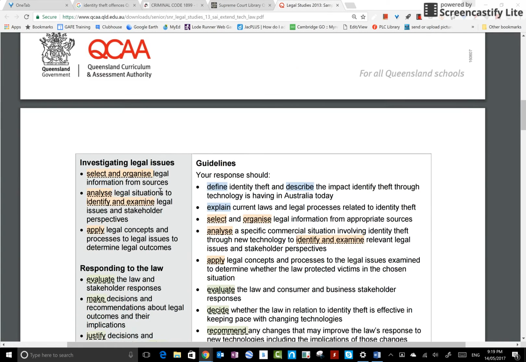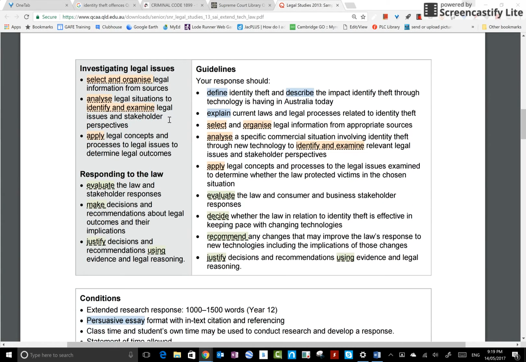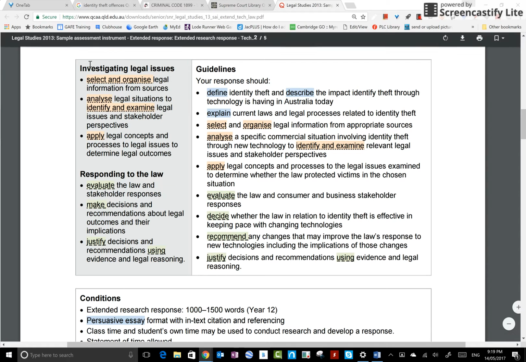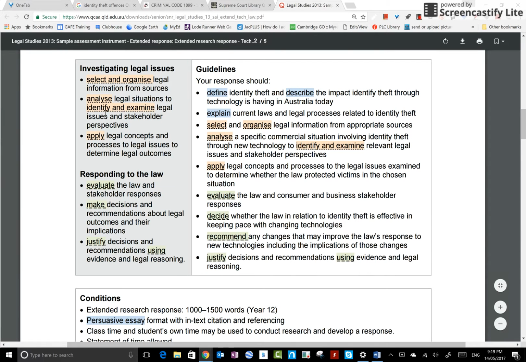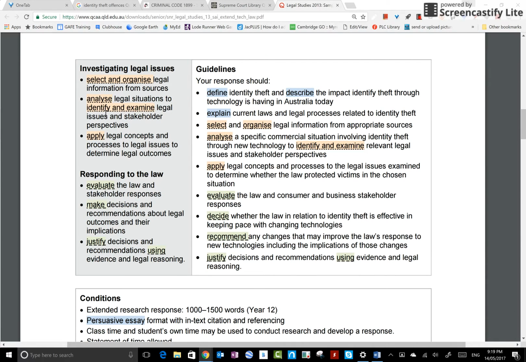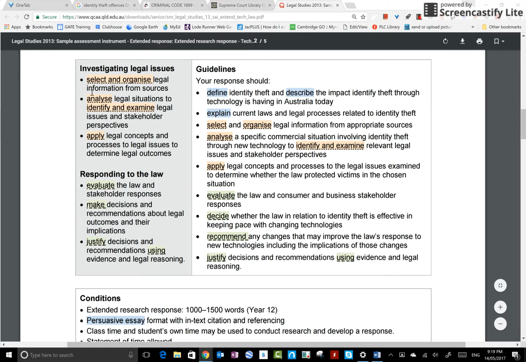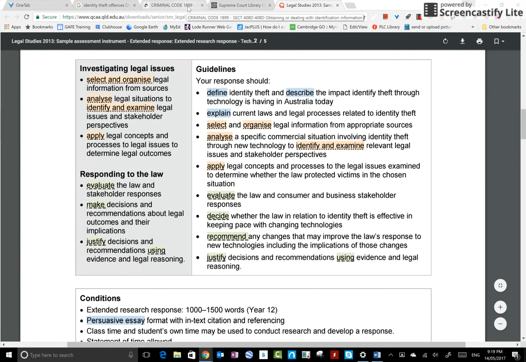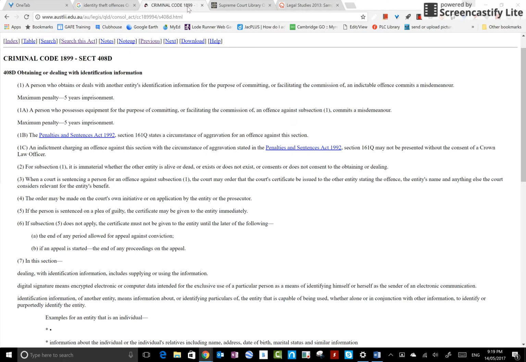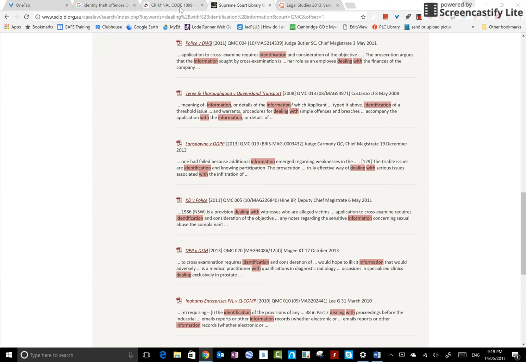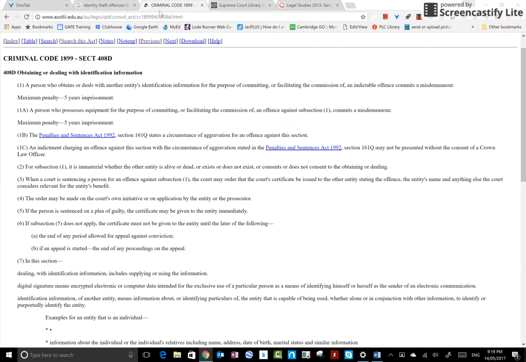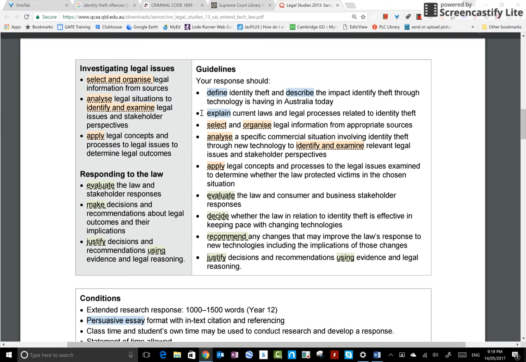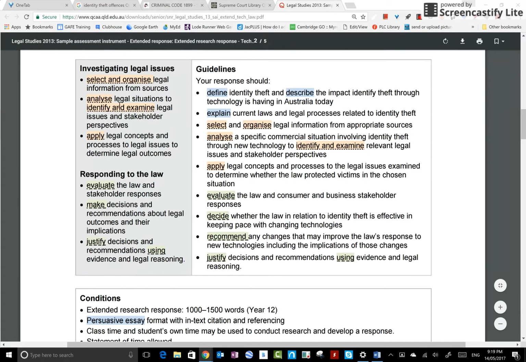When we go into investigating the legal issues, the orange highlights here are actually telling you what part is for that particular criterion. So you're going to select and organise your legal information from sources. So the types of cases or the types of sites that you're going to be referring to is very important when we're looking at that particular section there.